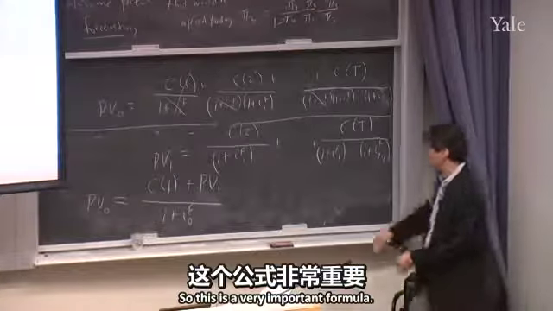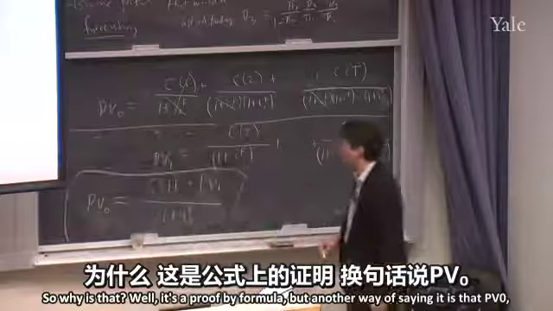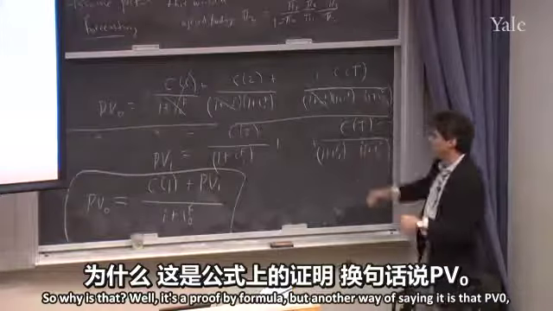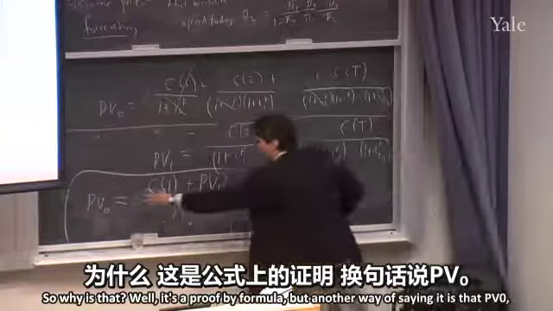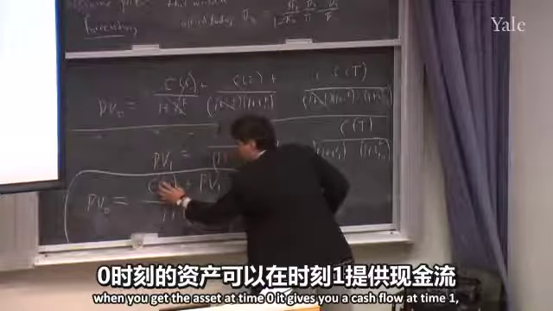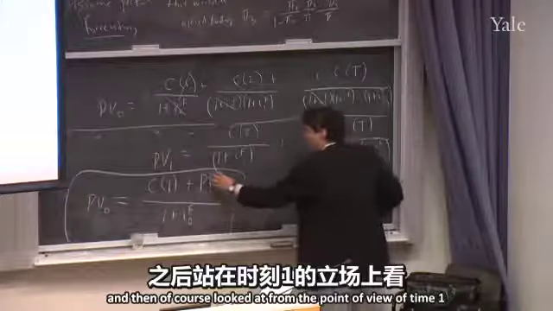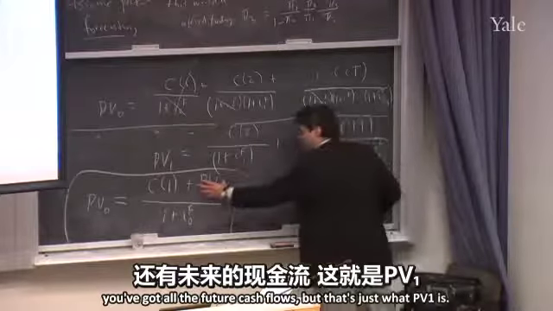So why is that? This is a very important formula. Well, it's a proof by formula, but another way of saying it is that PV0, when you get the asset at time 0, it gives you a cash flow at time 1, and then, of course, looked at from the point of view of time 1, you've got all the future cash flows, but that's just what PV1 is.